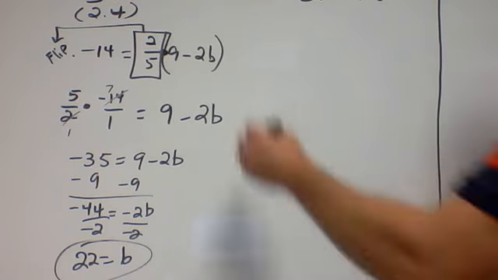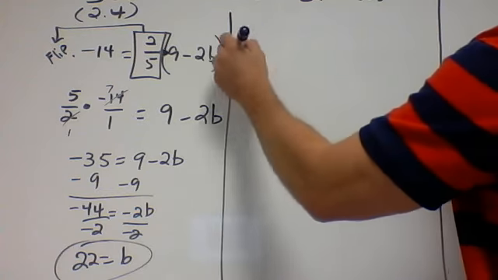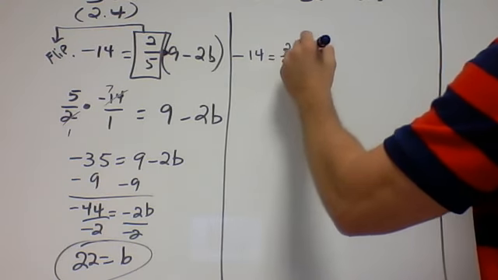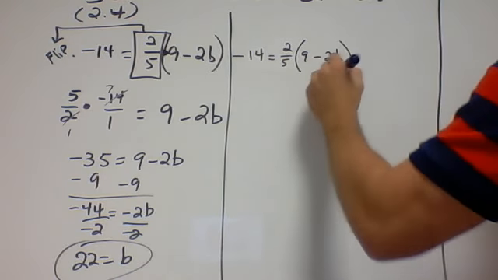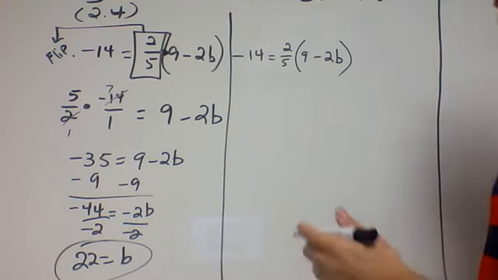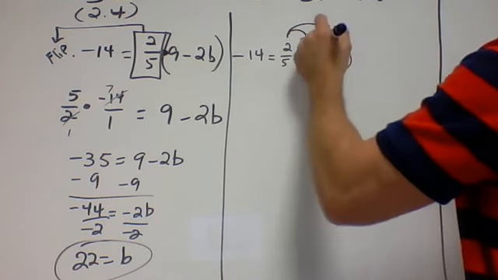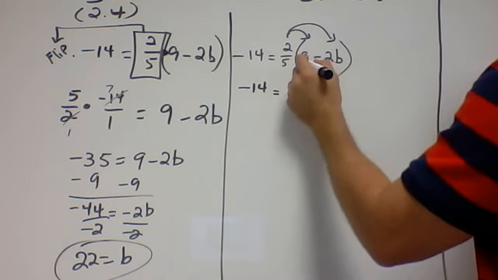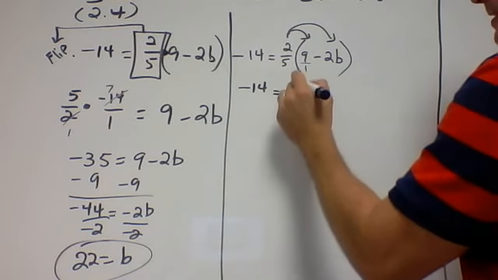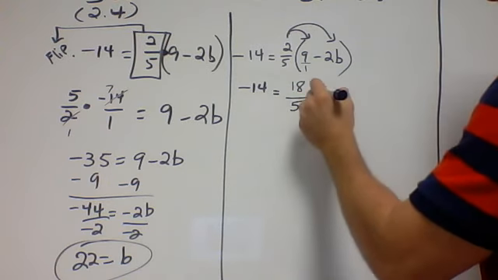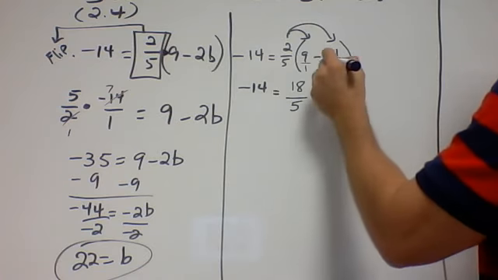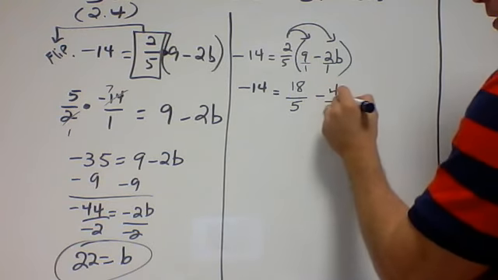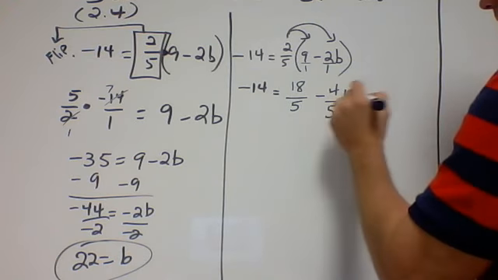There are other ways. So let's try and do it right here. Negative 14 equals 2 over 5 parentheses 9 minus 2b. If I did use the distributive property, I get negative 14 equals 2/5 times 9 over 1, which would be 18 over 5, minus 2/5 times 2 over 1, which would be negative 4 over 5b in the middle.